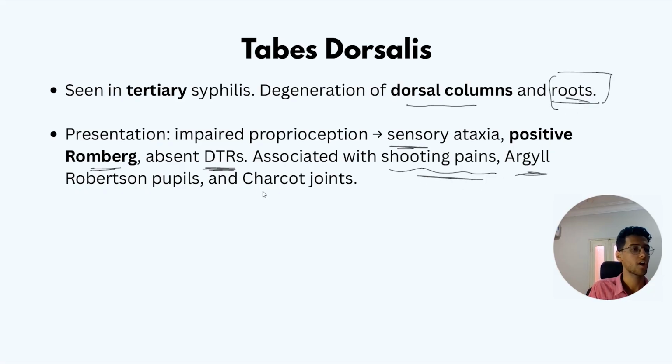Okay, the Argyll Robertson pupil. What is the Argyll Robertson pupil? This is a condition in which the pupil doesn't react to light, but it accommodates to near vision. So when I bring something near your eye, the pupils will constrict. On the other hand, when I bring the light near your eye, your pupil will normally constrict. But in Argyll Robertson pupil, the pupil will not constrict to light, but it will accommodate to near vision. Okay, this is a very important thing in tabes dorsalis.